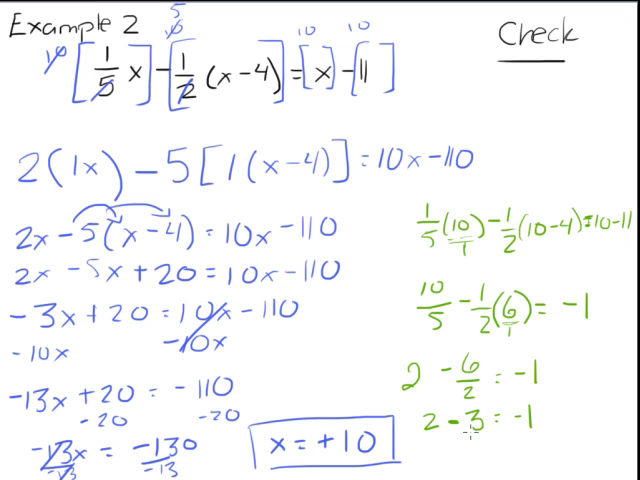Then 2 minus 3 is going to give me a negative 1. So is this equation down here correct? Is negative 1 equal to negative 1? Yes, it is. So that means my x equaling 10 is also correct.